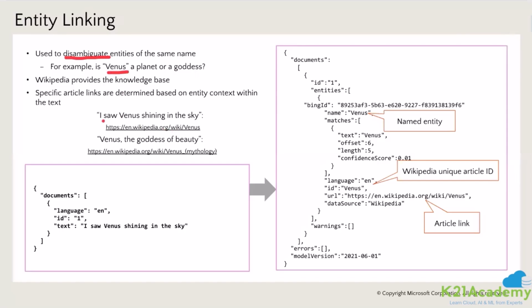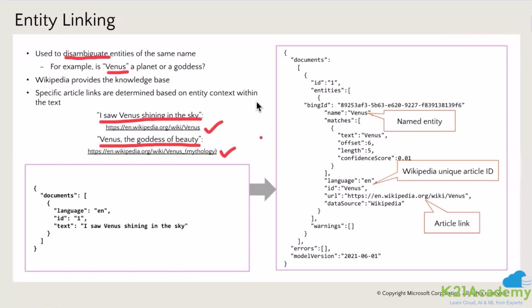So if the text was, I saw Venus shining in the sky, then shining in the sky is definitely referring to the planet. So it is just going to give a related link to the planet. If you say Venus, the goddess of beauty, this time Venus is referring to the goddess. And for this, we will have a different Wikipedia link, right? In case you want to include some links related to Wikipedia, we can do that.